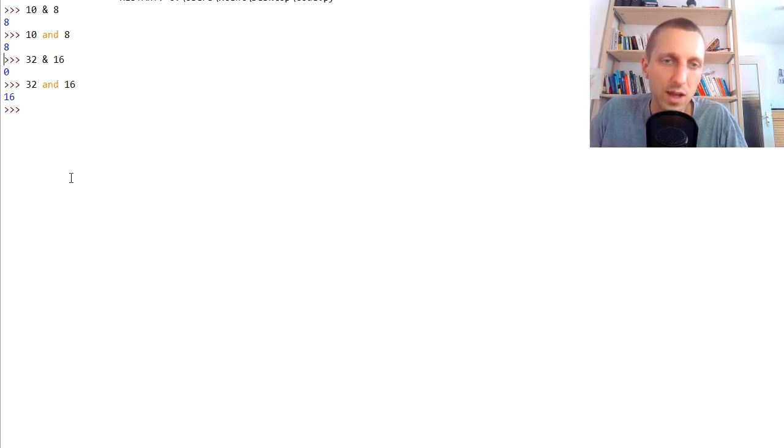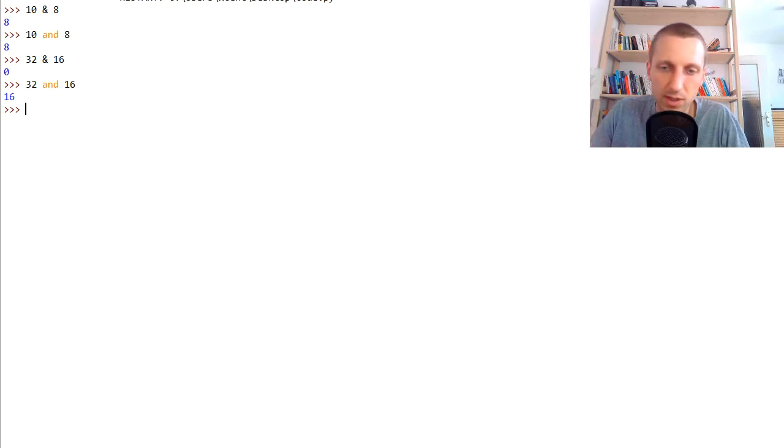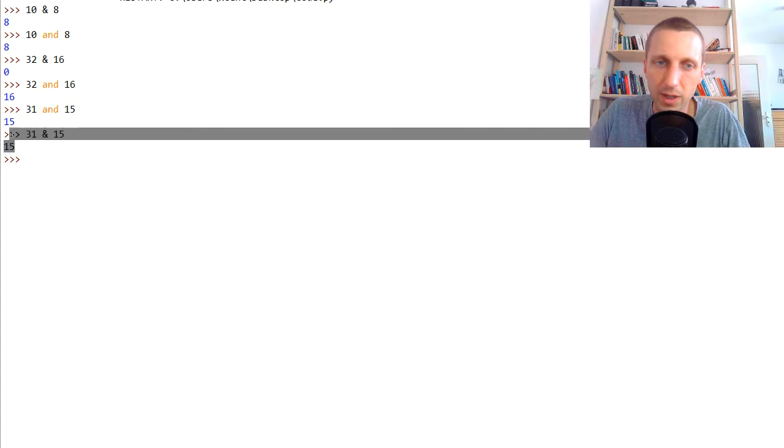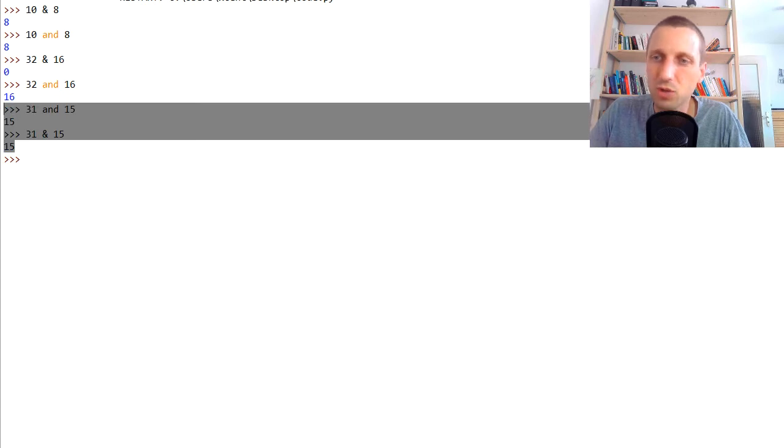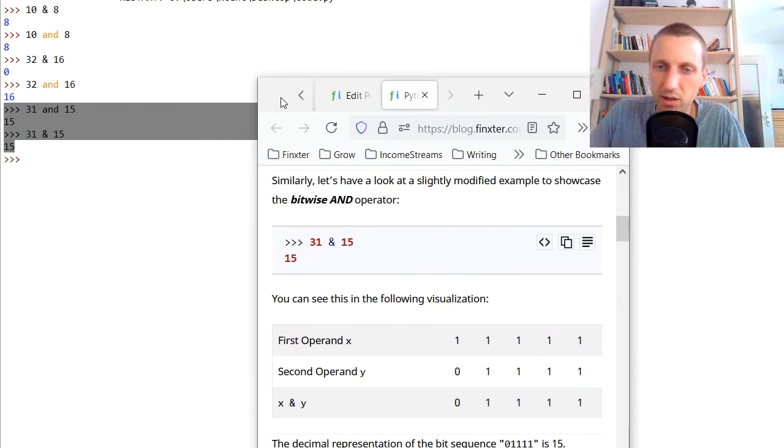Okay, let's have a look at another example that is maybe a bit more expressive. We can use 31 and 15. So here again we have the result: 31 bitwise AND 15 is 15 as well. So why is that now? This is similar to this example here. We now have the same results for the bitwise AND operation and the logical AND. Why is that? Let's go over the numbers again.